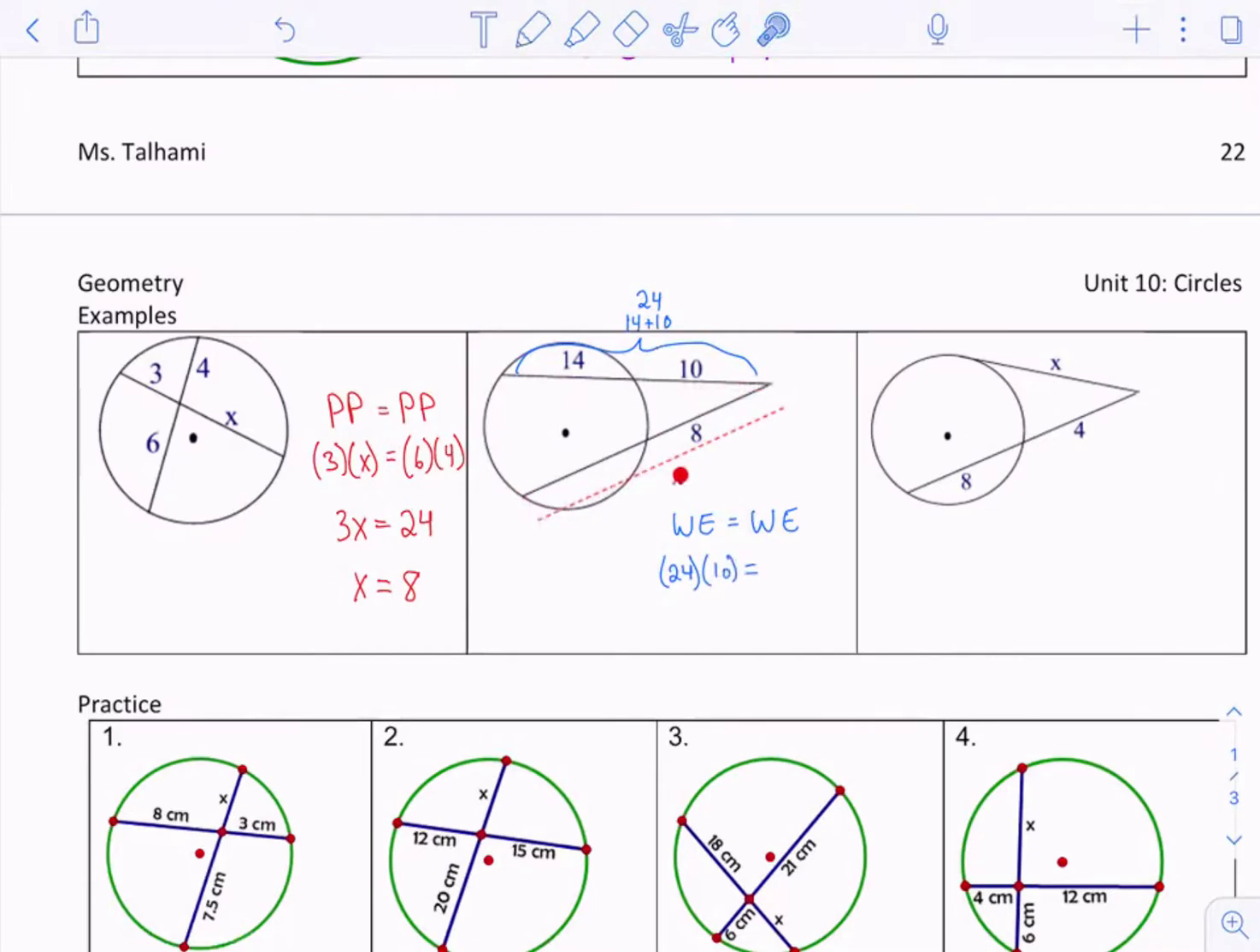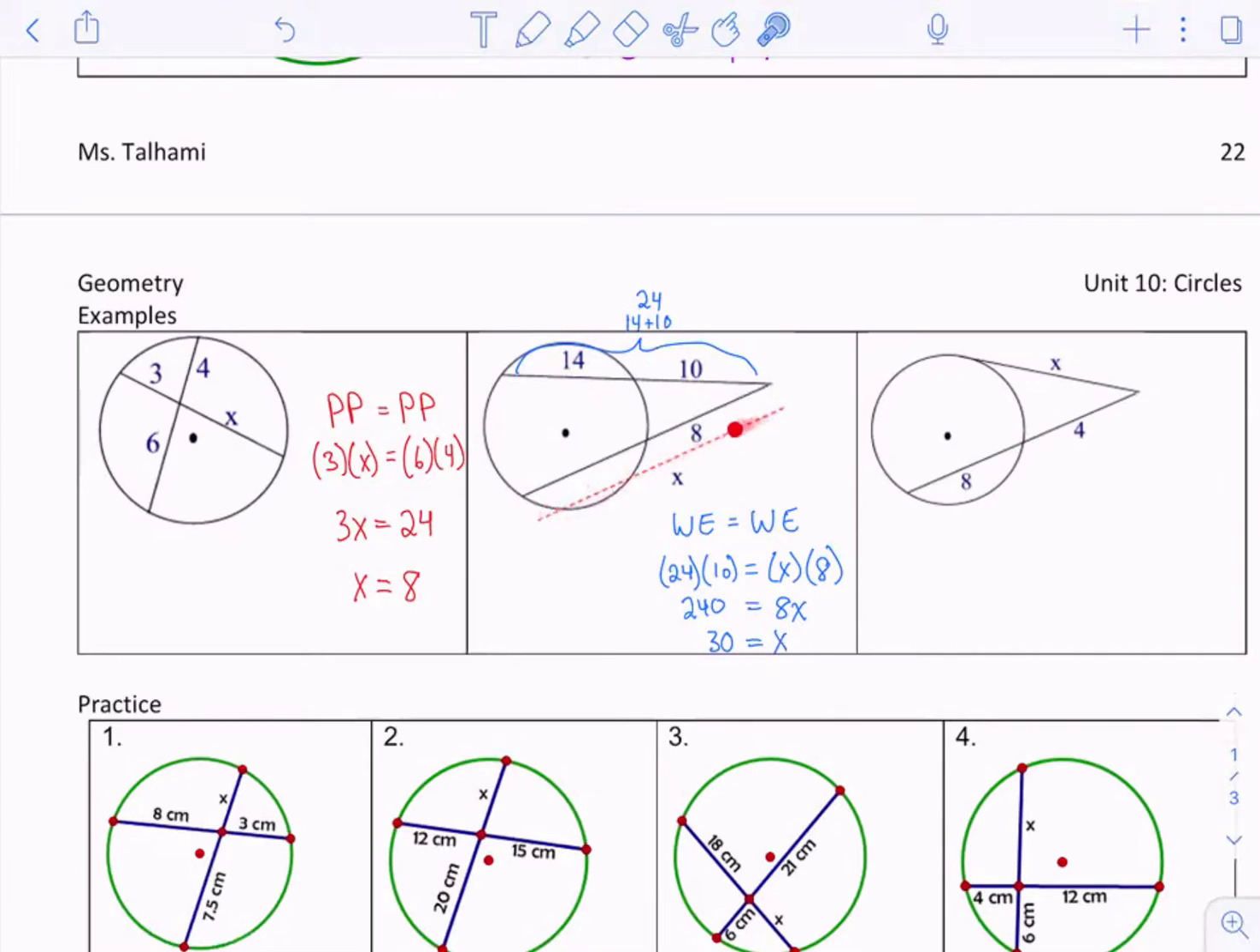And then the whole thing here, if you look, they did a dotted line to represent the whole thing here, is x. And then the exterior piece here is 8. So we get 240 equals 8x. And then when we divide, we get that x equals 30. So the whole length here is 30.